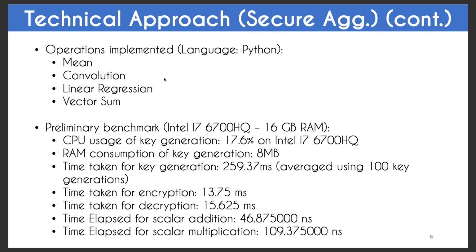We have actually implemented currently mean, convolution, linear regression, and vector sum over Berkeley's temperature data set, which has about 50,000 odd points. And we have 100 clients and one single aggregator and one single querier right now. We have implemented this, and roughly these are the specs as of now.